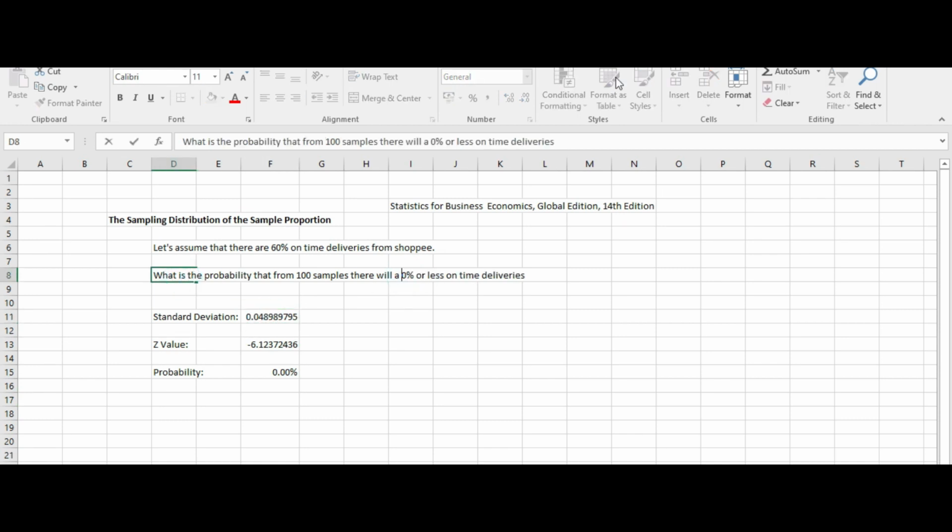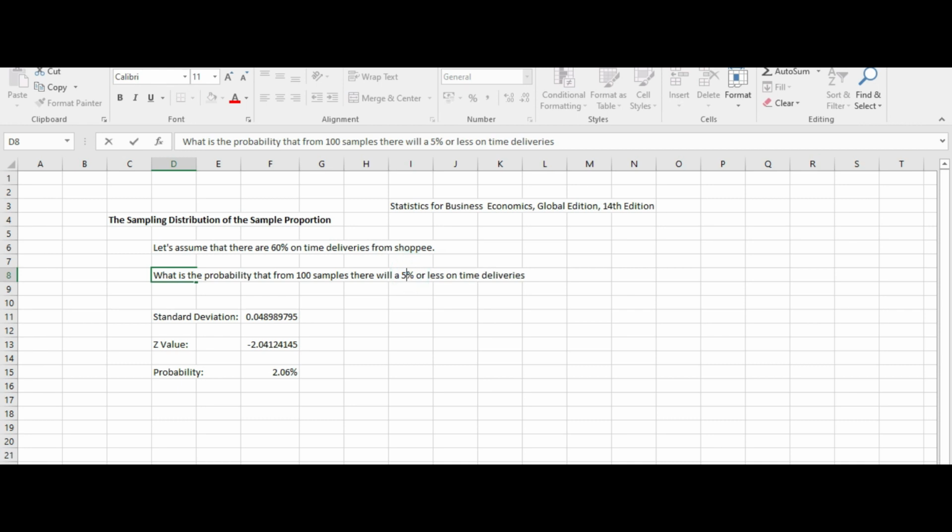So there will be a lesser chance of being a failure in the future deliveries. For example, we will change this one to 50%. What will be the probability?